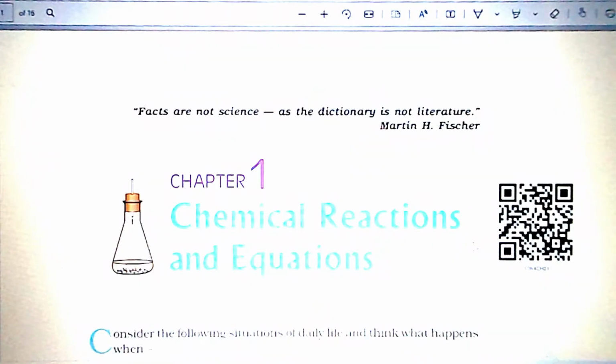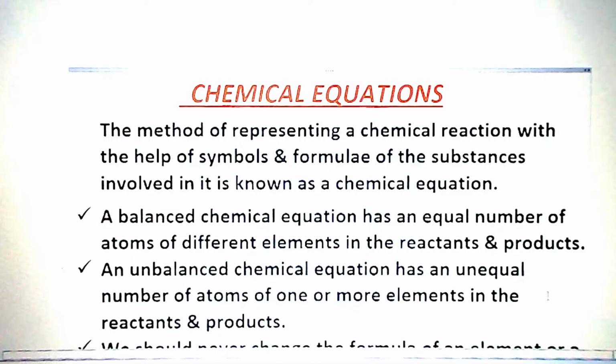In this video, I will tell you about the topic of chemical equation of chapter 1. First of all, we have to know what is a chemical equation. The method of representing a chemical reaction with the help of symbols and formulae of the substances involved in it is known as the chemical equation.